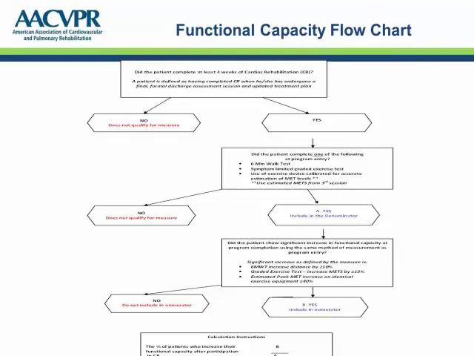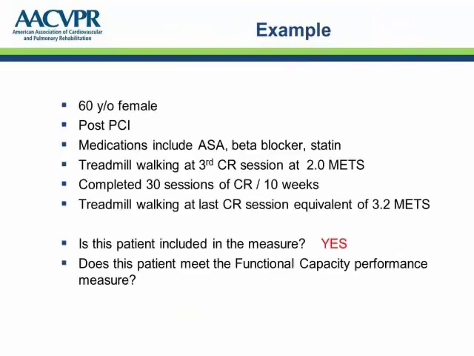Let's move on then to a couple of examples. The first example is a 60-year-old female who had a percutaneous coronary intervention. Her medications include aspirin, a beta blocker, and a statin. At her third cardiac rehab session, she walked on the treadmill at a 2 MET level, and she completed 10 weeks of cardiac rehab. During her final session, she walked on the treadmill again at a level of 3.2 MET.